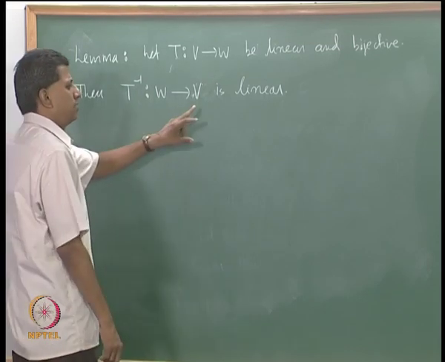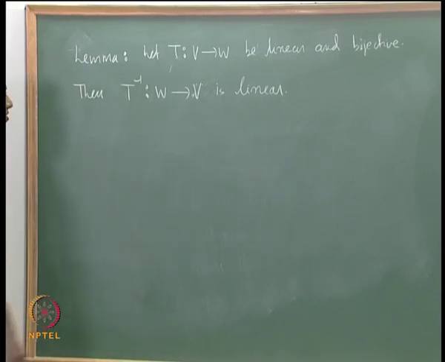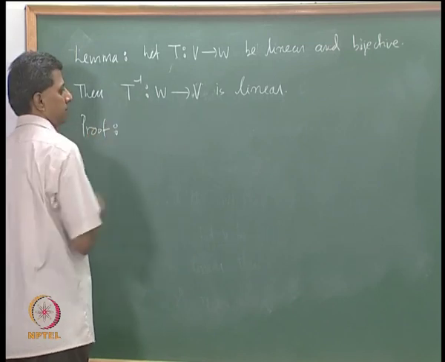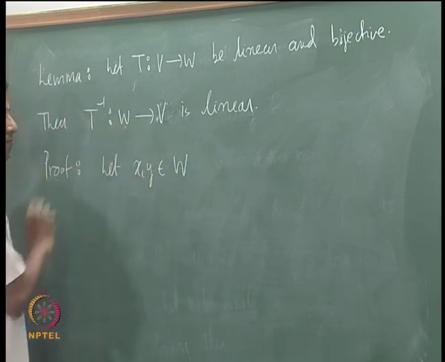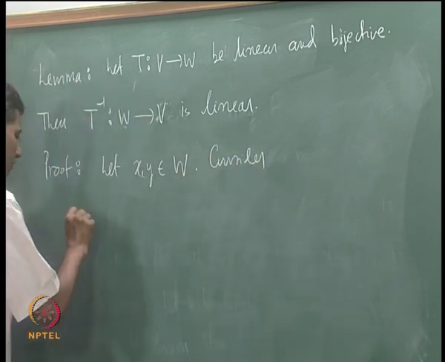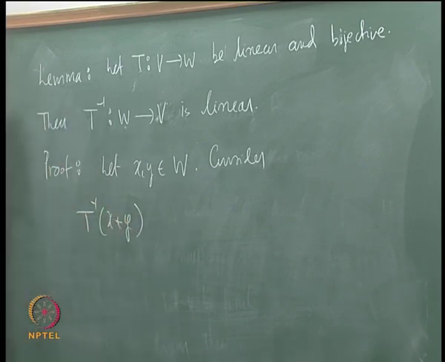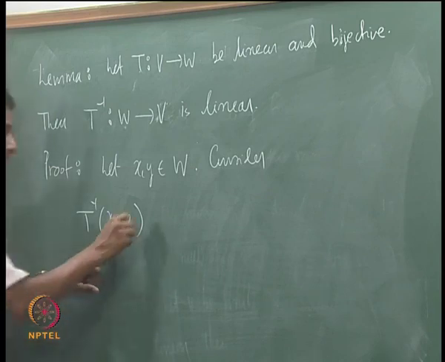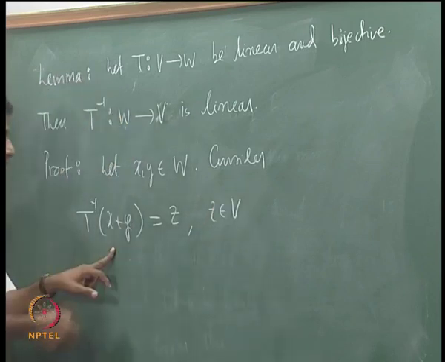Okay. I want to show T inverse is linear. I have to verify these two equations, that T inverse is additive and then T inverse of alpha x is alpha T inverse x. So proof. Let us first start with two vectors x, y in W this time, and consider T inverse of x plus y. I must show that this is equal to T inverse x plus T inverse y for one thing. Let us call this as the vector z, this vector z belongs to V, and I remember that x and y come from W.